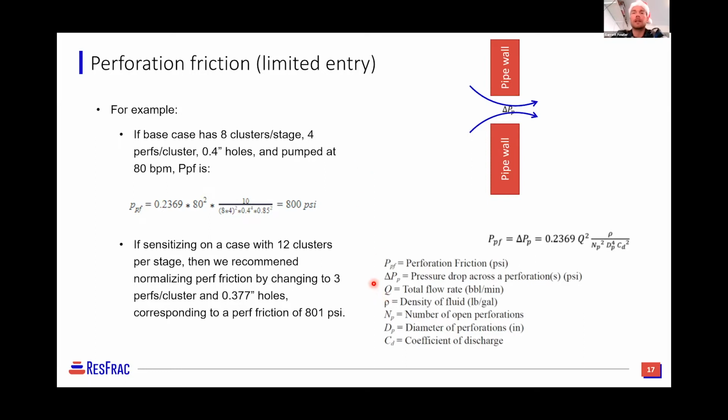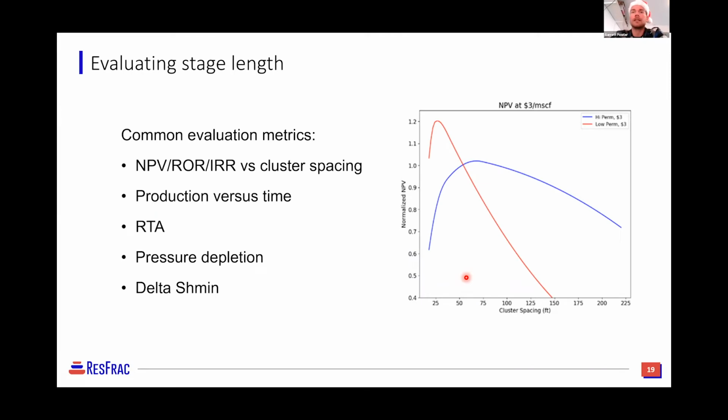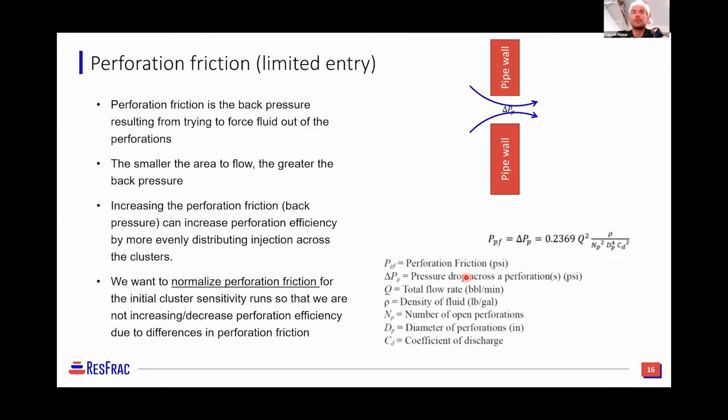Now, you'll come back to me and say, well, I can't actually differentiate between a 0.37-inch hole and a 0.4-inch hole when I'm buying guns. Yes, I acknowledge that. That's why we'll run additional cases afterwards. But again, we want to assess what degree of impact that stage length has by itself as opposed to these other confounding parameters. So with that, setting up these simulations is pretty simple, right?